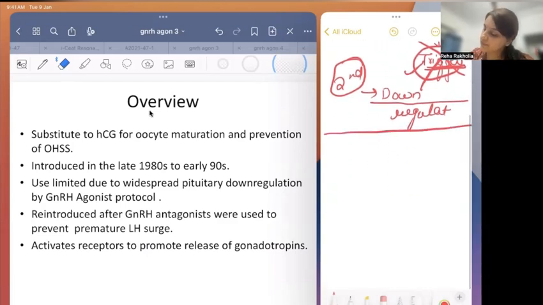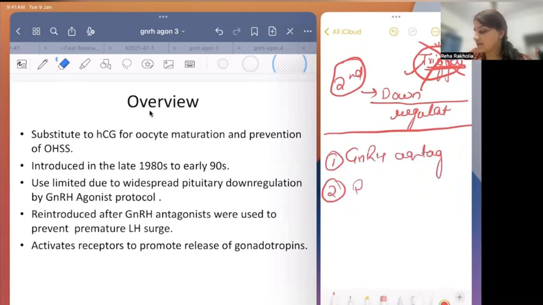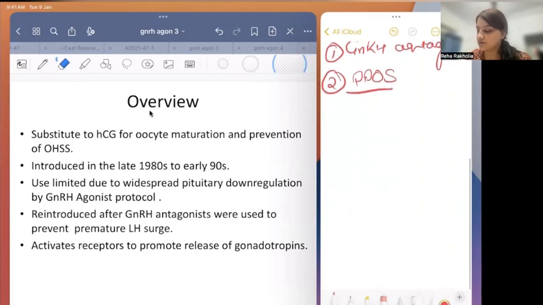But in the GnRH antagonist protocol and PPOS, progesterone primed ovarian stimulation, in these two protocols we can use GnRH agonist as a trigger. Initially we only used the GnRH agonist protocol, that's why GnRH agonist trigger was not used.